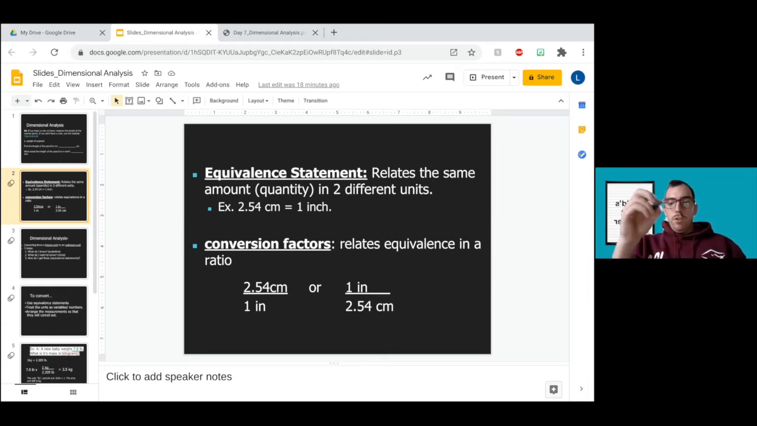If we have two things on either side of an equal sign and we want to move one of those to the other side of the equal sign, we will end up with one of these ratios: 2.54 centimeters over 1 inch equals 1, or 1 inch over 2.54 centimeters equals 1. So it's important to remember that these conversion factors and equivalent statements are equal to 1. When we multiply or divide by a conversion factor, we're multiplying or dividing by 1, so we're not changing the value of the measurements that we have.